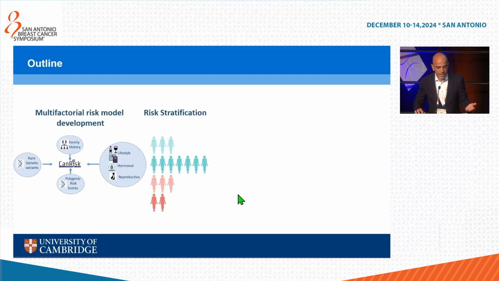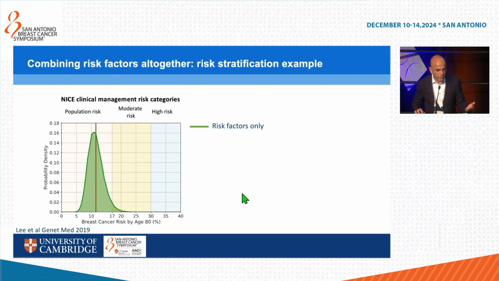So having now defined the model, this has implications for the risk stratification, and I'll try to demonstrate this here with a couple of examples. Here we are predicting the risk for the average woman in the population. On the x-axis you have the predicted risk by age 80, and the shaded regions in this graph correspond to the 3 risk categories as defined by the NICE guidelines in the UK. High risk, for example, are women who have risks of 30% or greater.